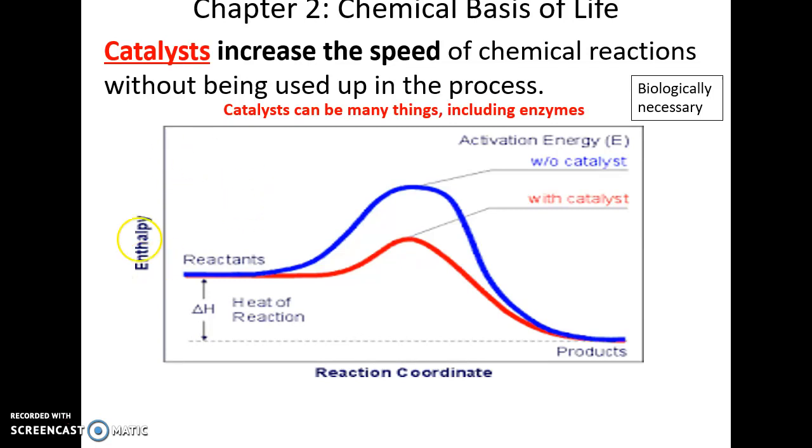Catalysts are very important biologically. So we have the reactants, and they need to overcome a large amount of activation energy, a really mountain of energy, in order to become the products. This may take days to occur, but if you add the catalyst, this will lower the activation energy, turn that mountain into a speed bump, and now the chemical reaction can occur in seconds.